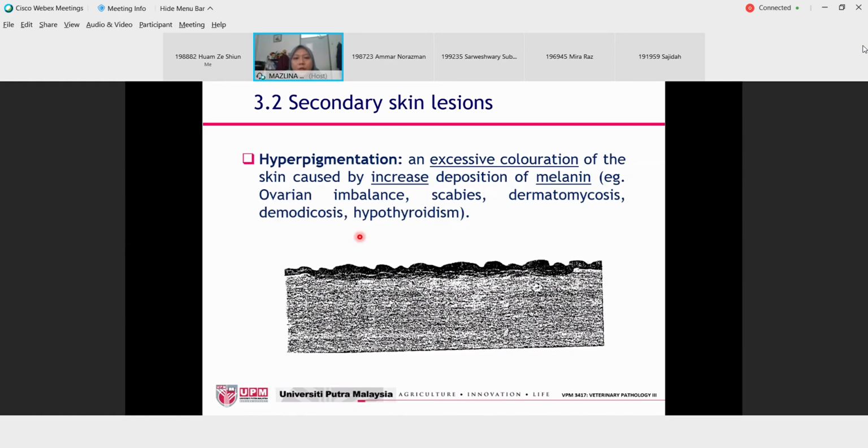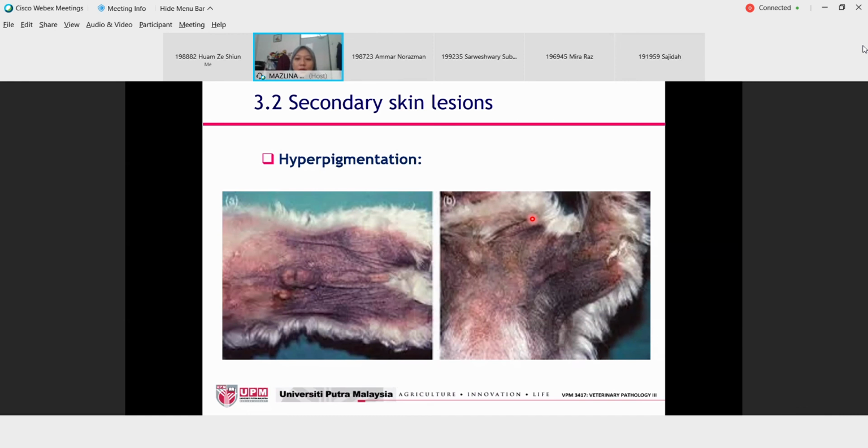All right, and then we also have hyperpigmentation. So hyperpigmentation is, as the name implies, excessive coloration of the skin caused by increased deposition of melanin. This can be due to ovarian imbalance, scabies, dermatomycosis, demodicosis, or even hypothyroidism. Usually the skin color may not be that dark, but here you can see the dark discoloration on the skin. Okay, so there is hyperpigmentation.